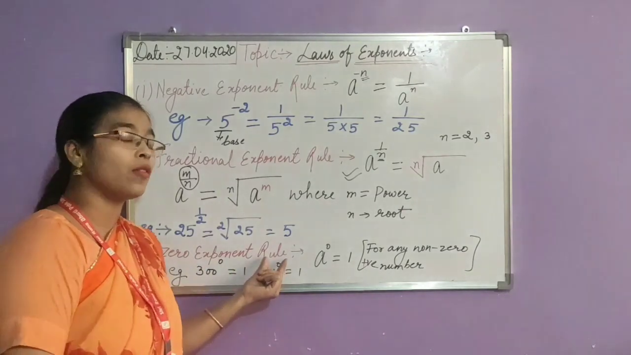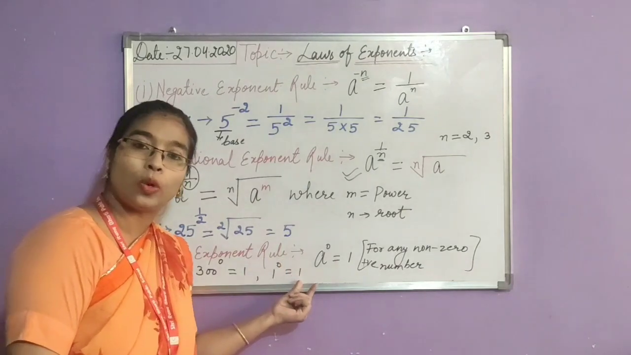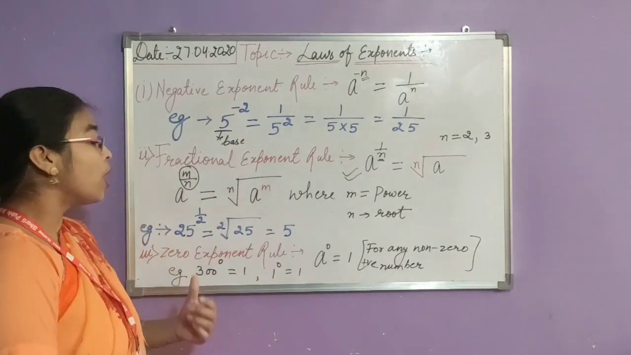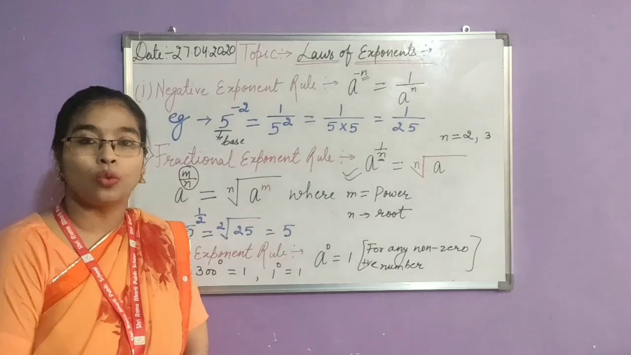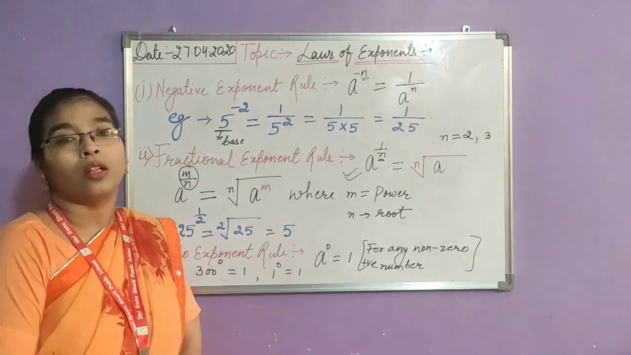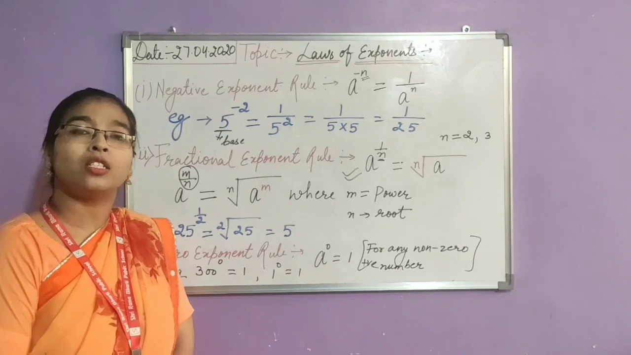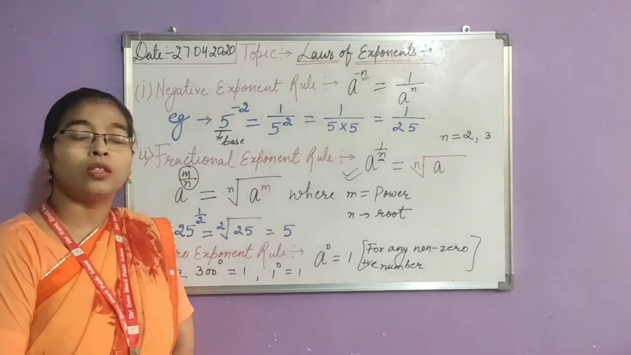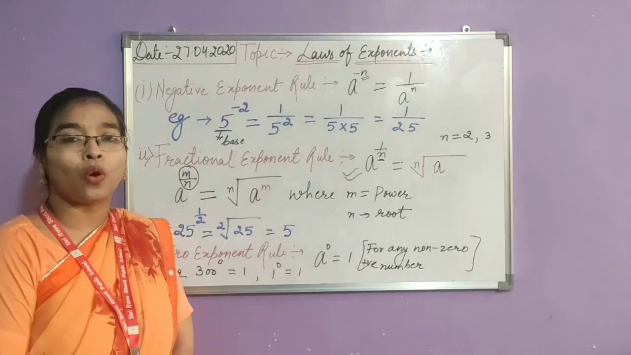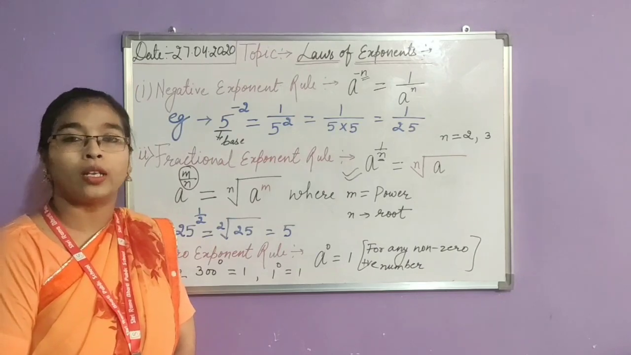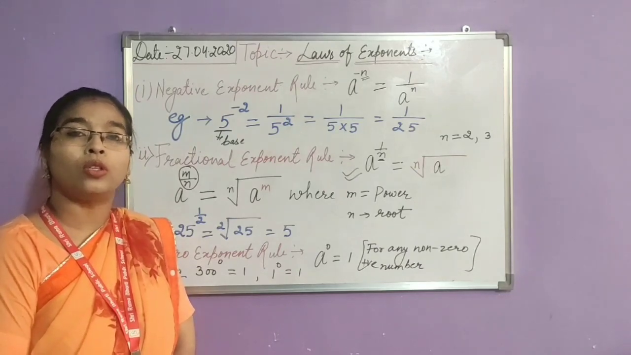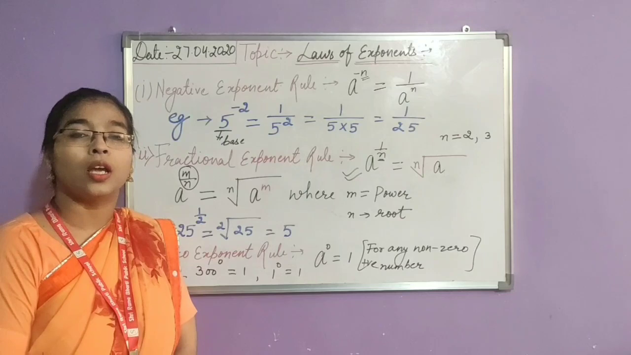1 raised to the power 0 is also equal to 1. So, in the zero exponent rule, whatever number we have in the base, if its power is 0, then its value is always equal to 1. That's it about the laws of exponents.